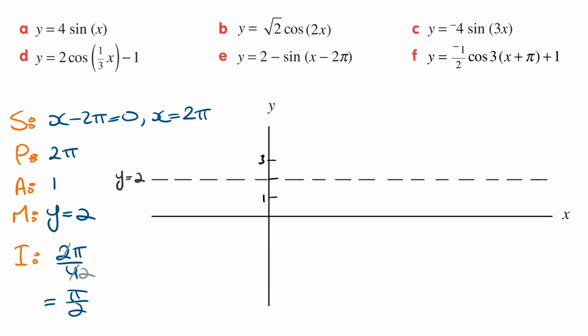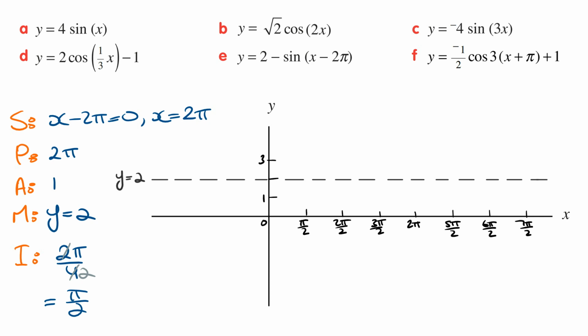We know that each interval is pi on 2 distance apart. And so if we have 0 here, this will be pi on 2, this will be 2 pi on 2, this is going to be 3 pi on 2, this is going to be 4 pi on 2, which is the same as 2 pi. This will be 5 pi on 2, 6 pi on 2, and then 7 pi on 2.